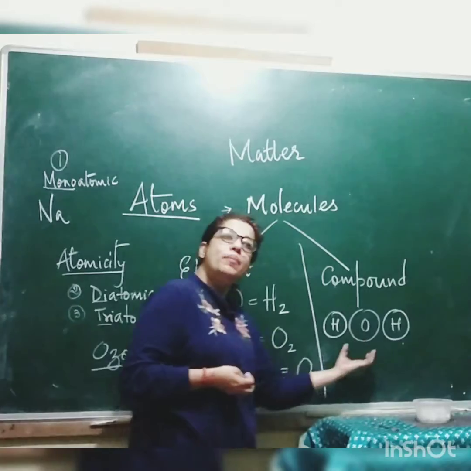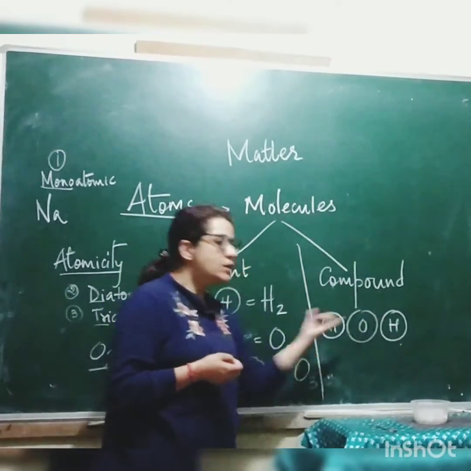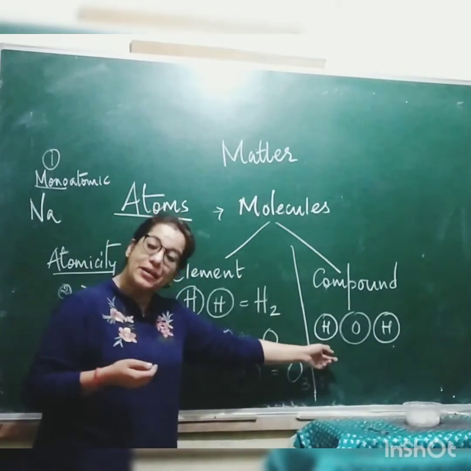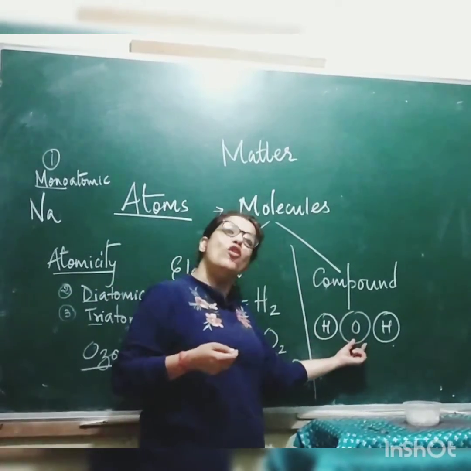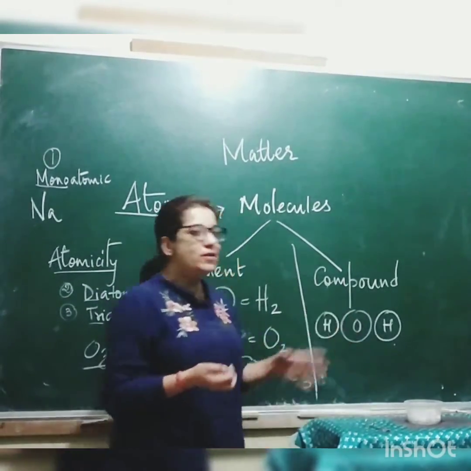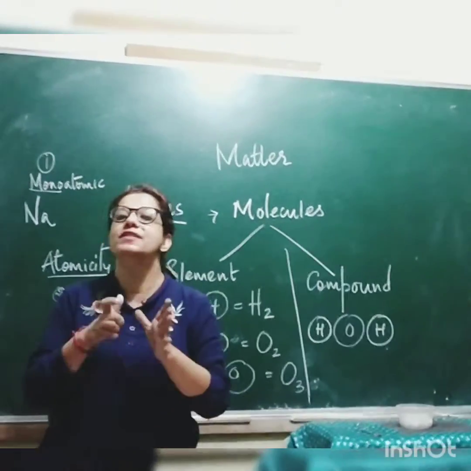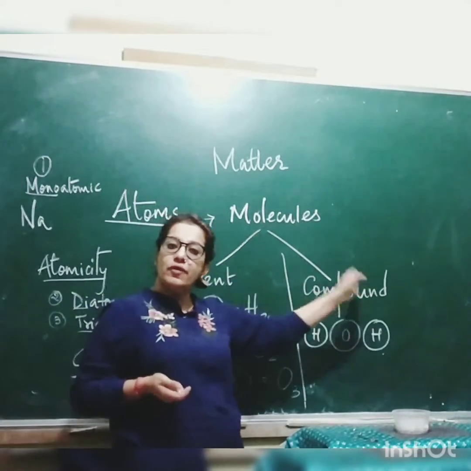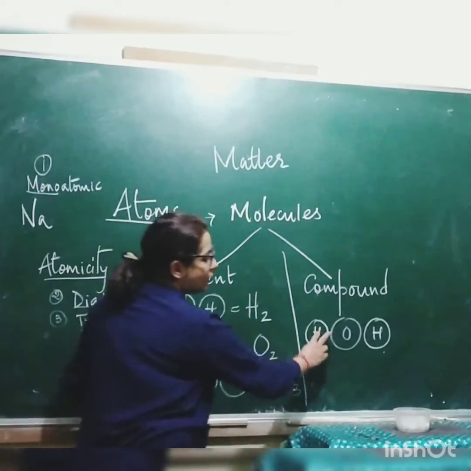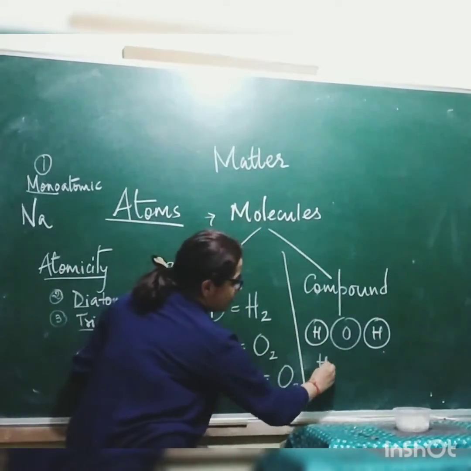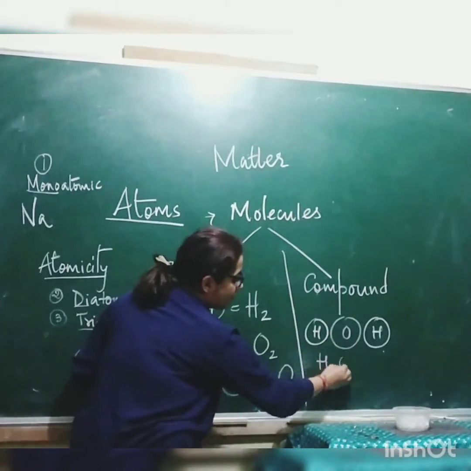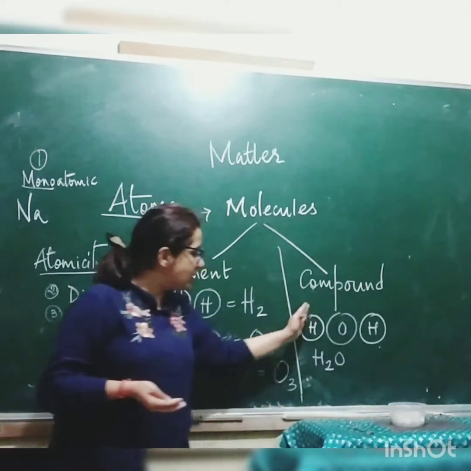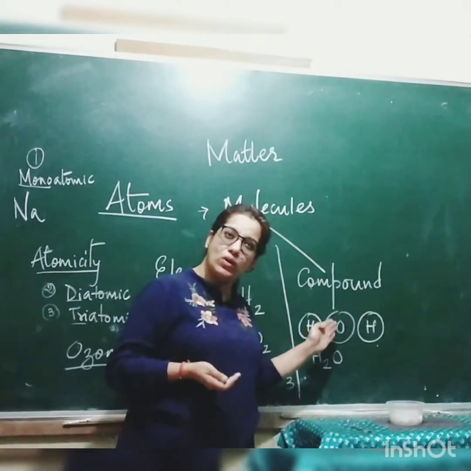Here it is a combination. Here this molecule is a combination of 2 types of atoms. We have hydrogen atom also. We have oxygen atom also. So if there is a combination of different types of atoms, it is known as molecules of a compound. Here we have 2 atoms of hydrogen and 1 atom of oxygen, H2O, that means water. So this is a molecule of water.